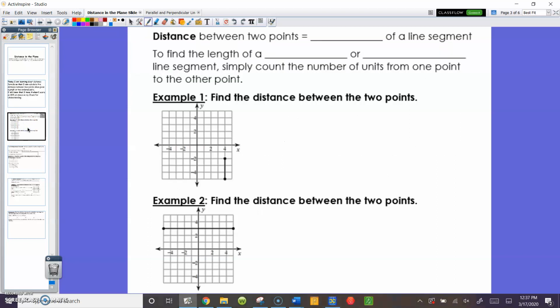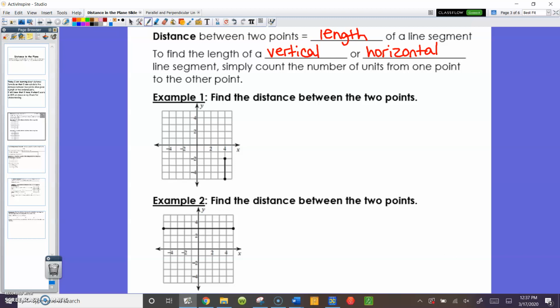Distance between 2 points is the same as asking for the length of a line segment. So whenever you hear distance, think length. So to find the length of a vertical or horizontal line segment, simply count the number of units from one point to the other point.